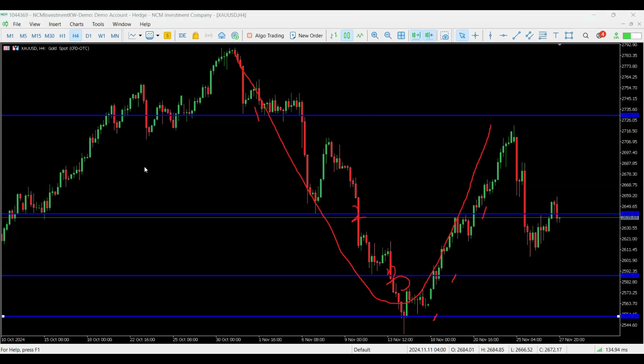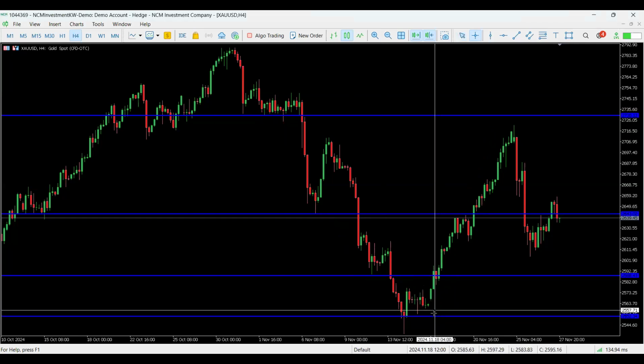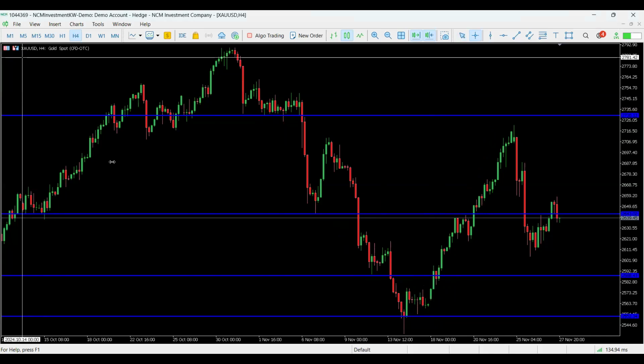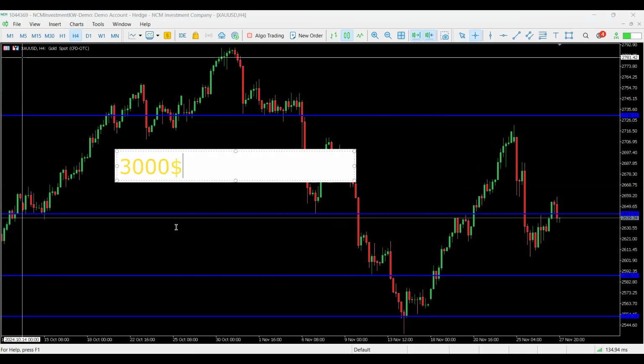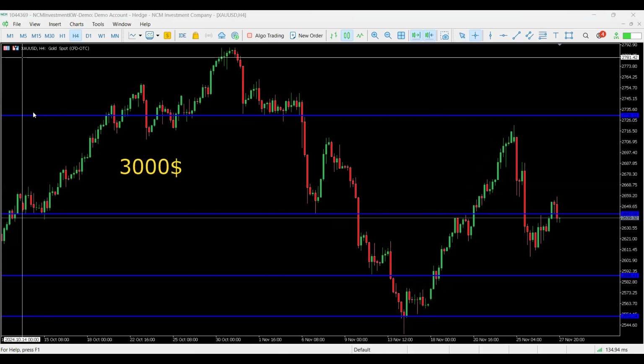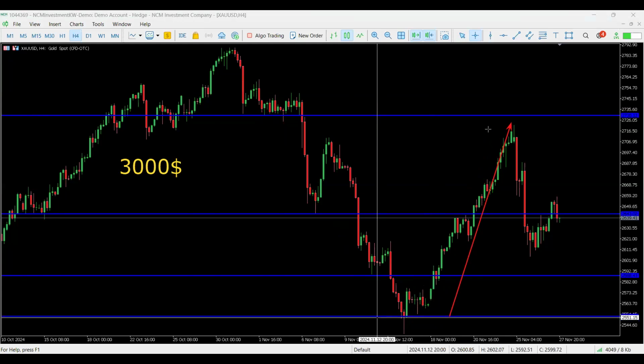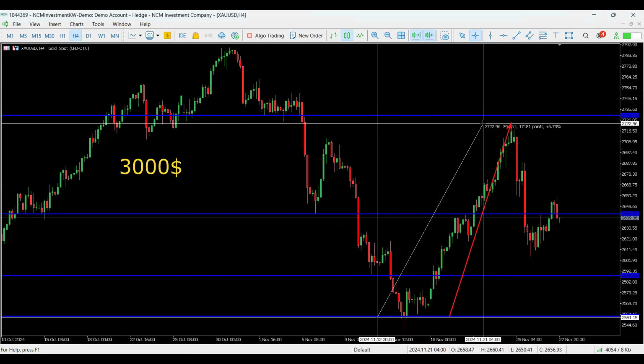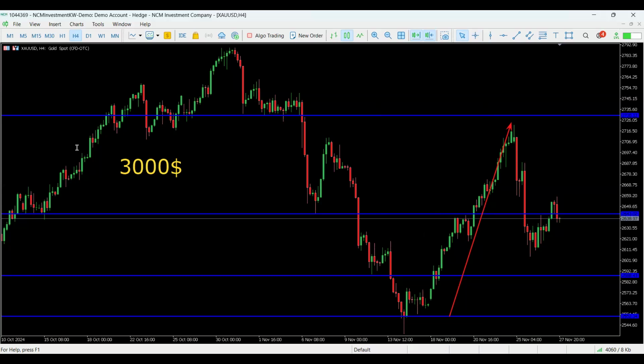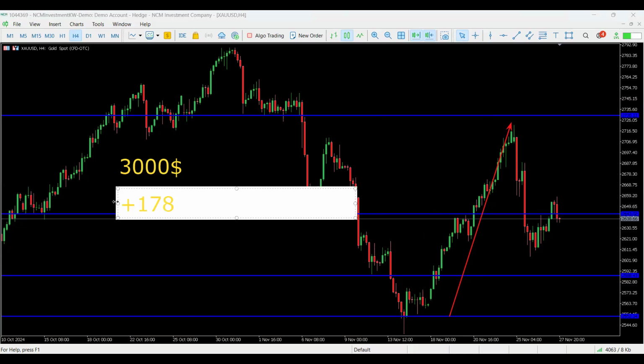Clear, right? Okay. Now, some people might not like the next thing. Why? Let me show you. Assuming it is a $3,000 account, and we're using 0.01. You see this move? Let's suppose it went here, right? Let's calculate this move. This move means it went by 1,718 points. So on the last trade, this is $178. Example, I quit there.